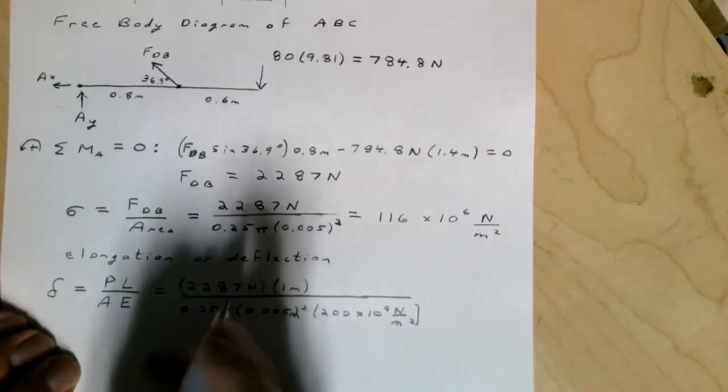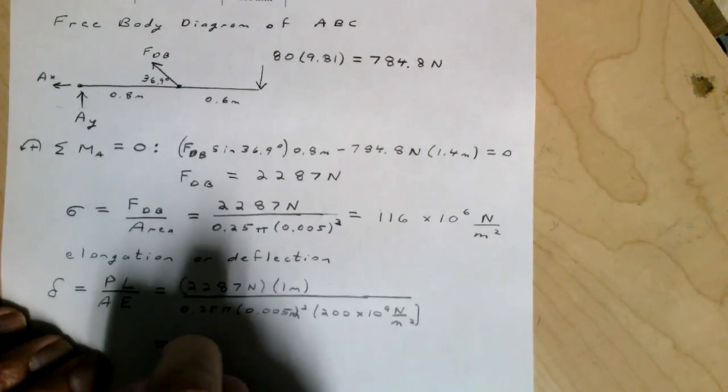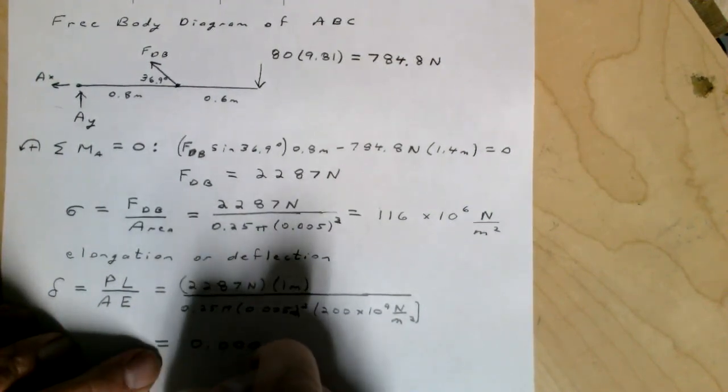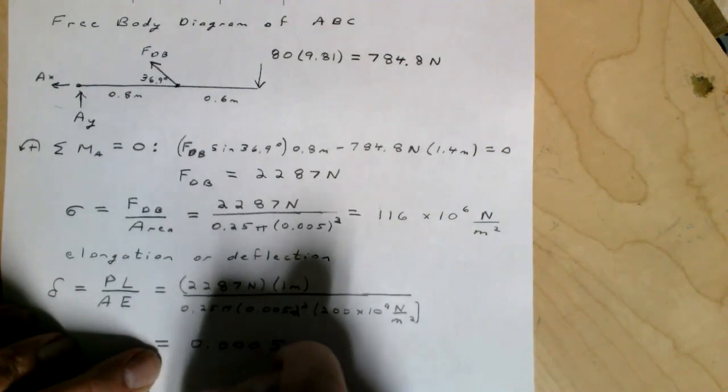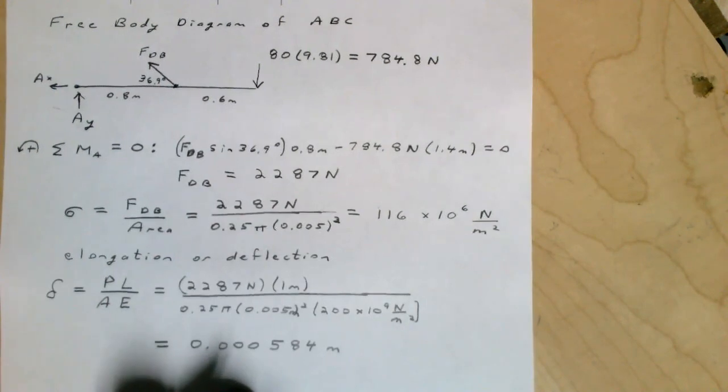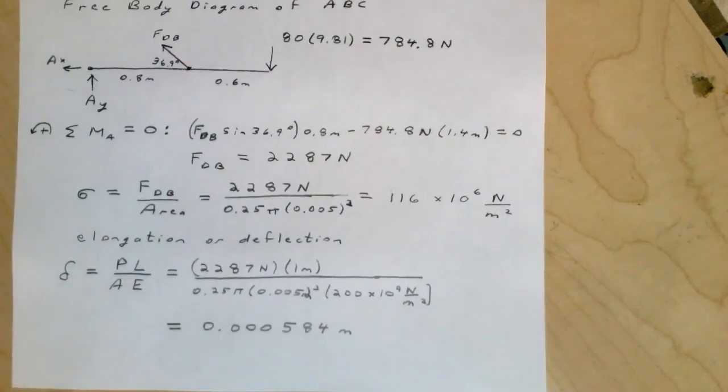When you put that in your calculator, you'll get an elongation of 0.00584 meters. And that's the answer to the problem.